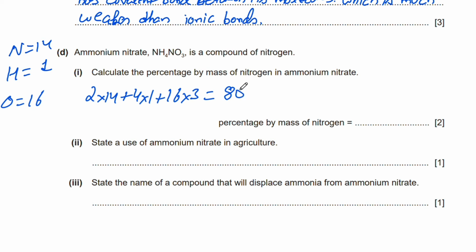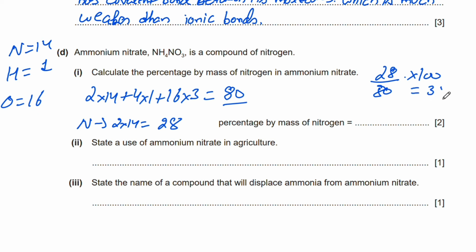Okay, we have to calculate for nitrogen. There are 2 nitrogen atoms, so 2 into 14 is 28. To calculate the percentage, this will be 28 by 80 into 100, which is 35%. So the percentage of nitrogen is 35.